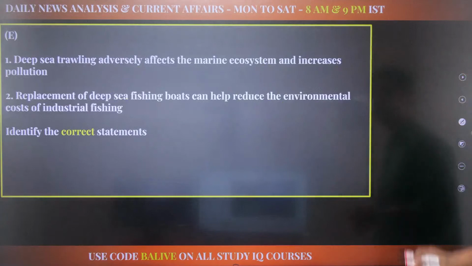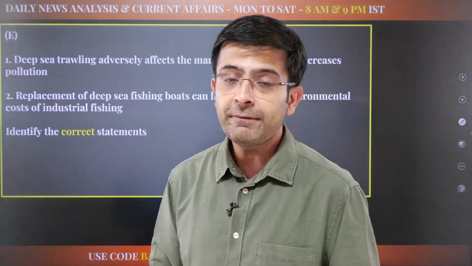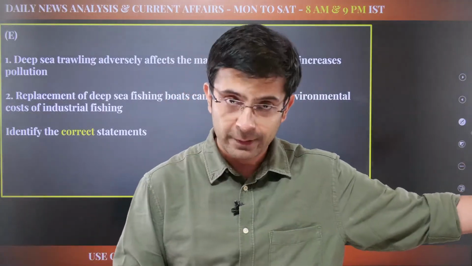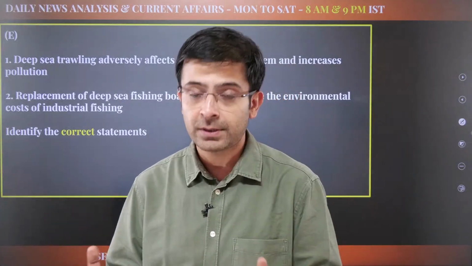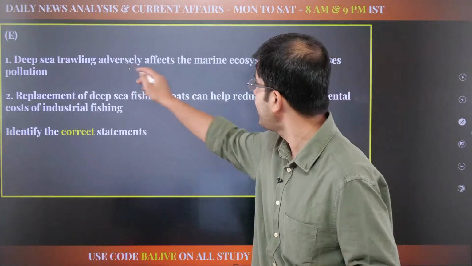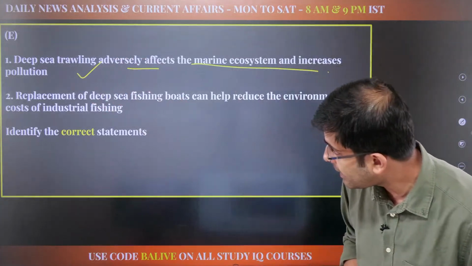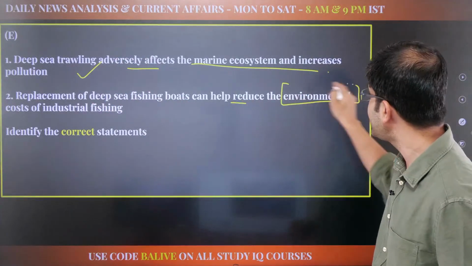Yes, all right, let's move on to E. We discussed again deep sea trawling yesterday. Deep sea trawling is basically like a brush that you use to sweep the whole ocean together. You know, that's the way of fishing. Well, again, absolutely disastrous for the marine ecosystem. So deep sea trawling does adversely affect the marine ecosystem and increases pollution, correct? And replacement of deep sea fishing boats can help reduce the environmental costs.